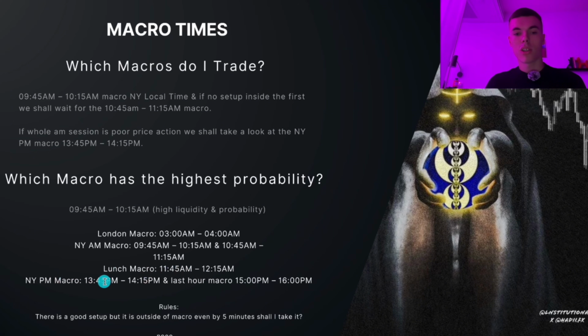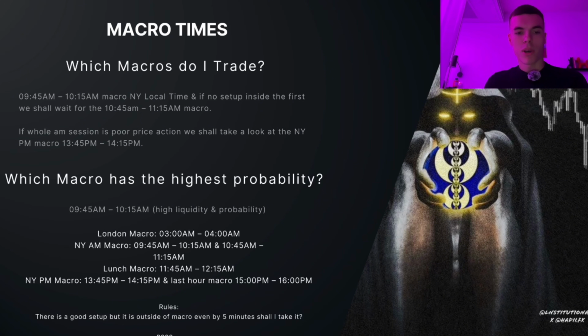In the PM session, you want to look for clean setups, for example, lunch highs and lunch lows between 12 and 1 PM, which is the lunch session. You want to look for specific highs and lows in that period. And then you have the last hour macro, which is at 3 to 4 PM at the end of the New York session. I get this question all of the time. I've answered it many, many times as well.